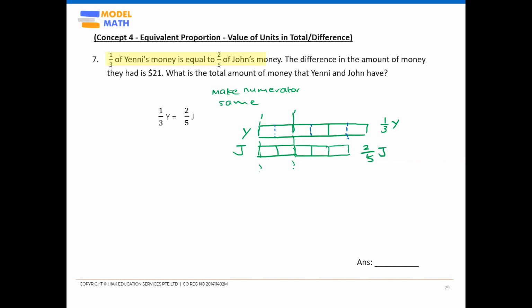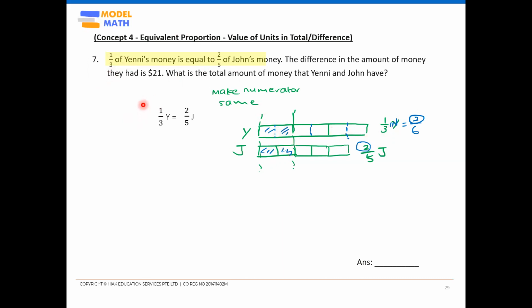Okay. Now, can you see based on what I've cut just now, this shaded part was previously 1 out of 3. However, now that I've further cut it, can you see now this becomes 2 out of 6. Maybe I should write Yenny. So this changes to 2 out of 6. Can you see now based on this, is the numerator that is the same? 1 unit of Yenny is equal to 2 units of John. And based on the further cutting, this is the logic. Numerator should be the same. Okay, so I hope I'm clear on this.